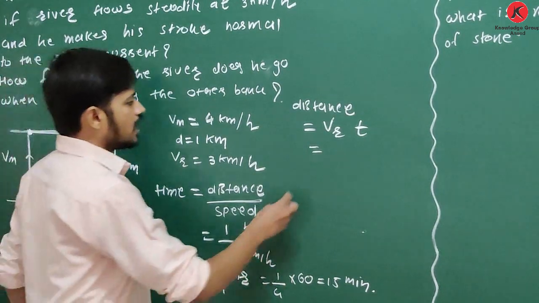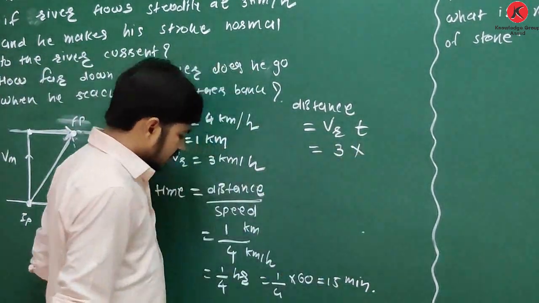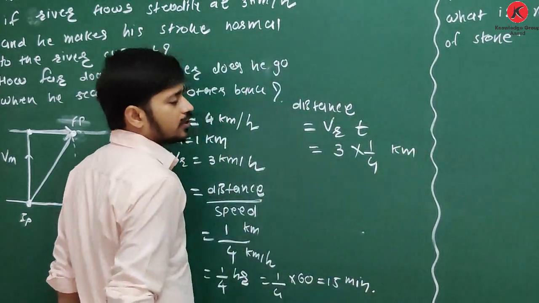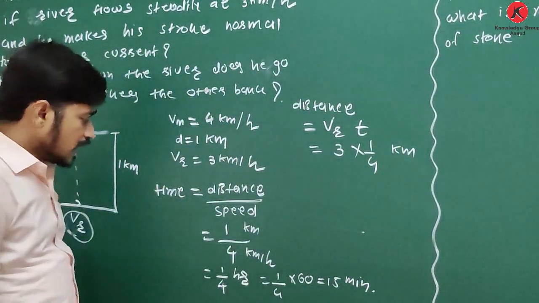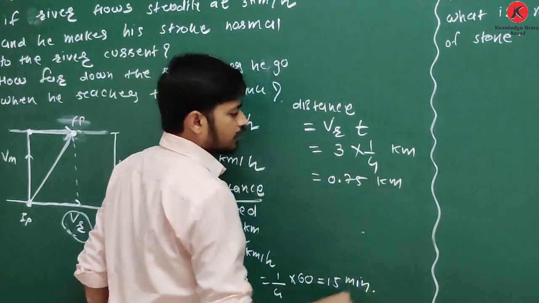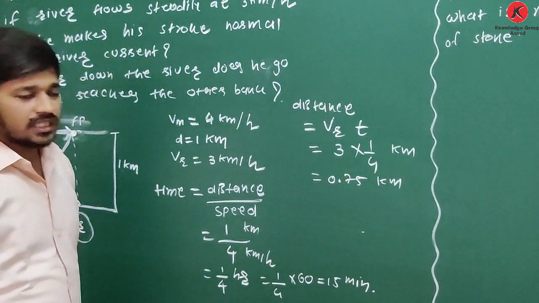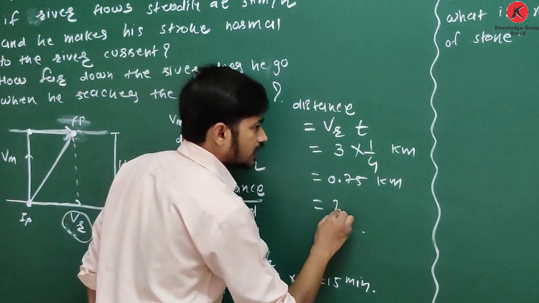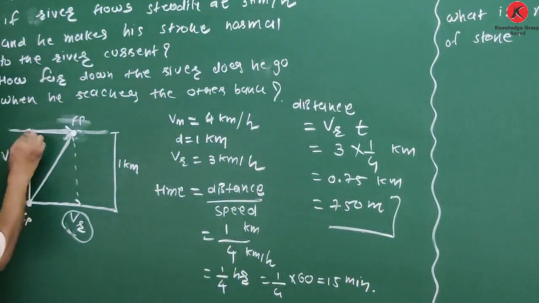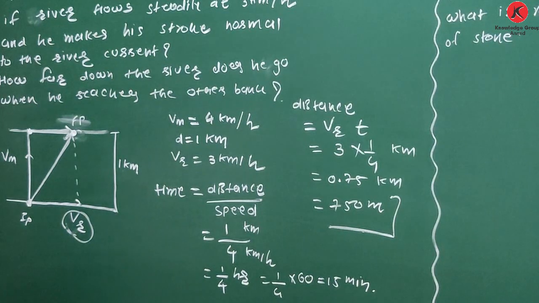What is the value of Vr? It is 3 km per hour. What is the time in hours? It is 1 by 4. So the distance is 3 into 1 by 4, which is 0.75 km. If you find it, you will get your answer: 750 meters. So this distance will be 750 meters. This is how to find this question.